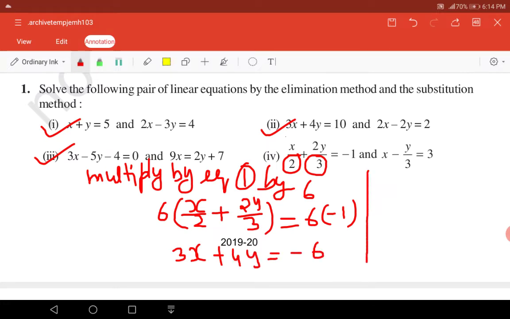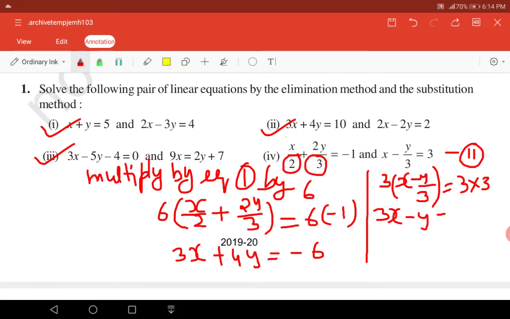Similarly, we will multiply the second equation by 3. As we can see, we have 3 here in the denominator, so we will multiply the whole equation by 3 to remove this denominator. Once you multiply x minus y by 3 over 3 by 3, you get 3x minus y equal to 9, and this is our second equation.